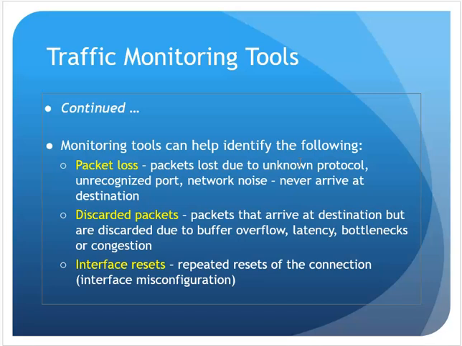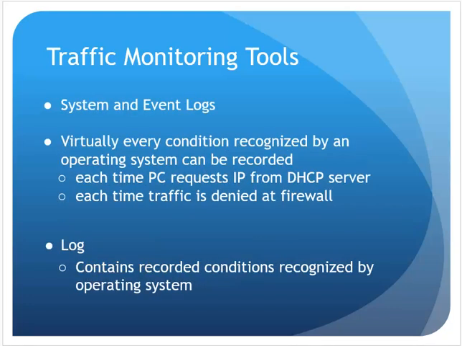Packets lost due to unknown protocol, unrecognized port, or network noise never actually arrive at the destination. If I get a lot of packet loss, I might have an indicator of noise or something else on my network causing that problem. Discarded packets arrive at the destination but are discarded due to buffer overflow, latency, bottlenecks, or congestion. Congestion might mean I need to do some quality of service on the traffic moving through. And interface resets are repeated resets of the connection. The interface itself might not be configured correctly, so it continually resets.